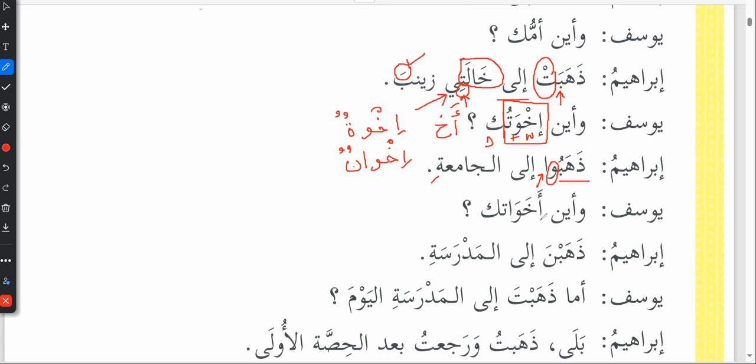أَخَوَاتُكَ. Now this is for sisters. Akhawat. See, the spelling is different. Fatha, fatha, fatha, and there is an alif and ta. That means this is jama muannas. Ikhwa, there is a sukoon, and here akhawat. So both are different. Where are your sisters?